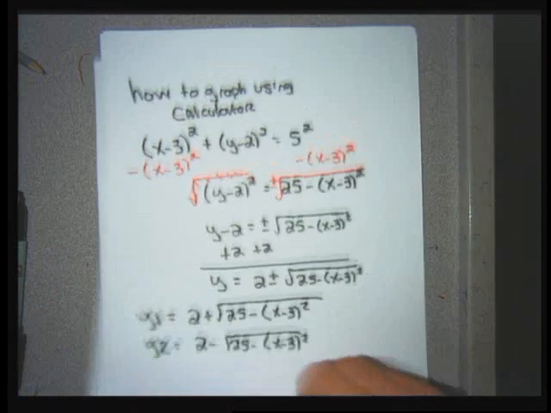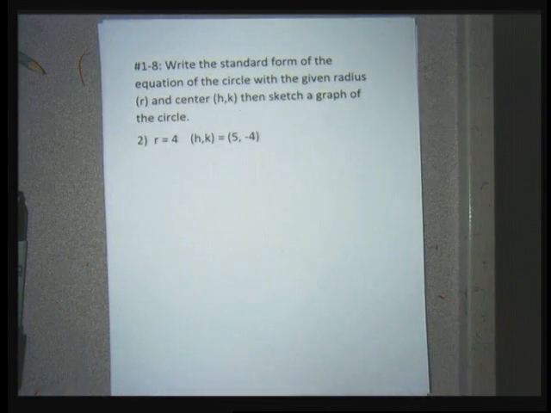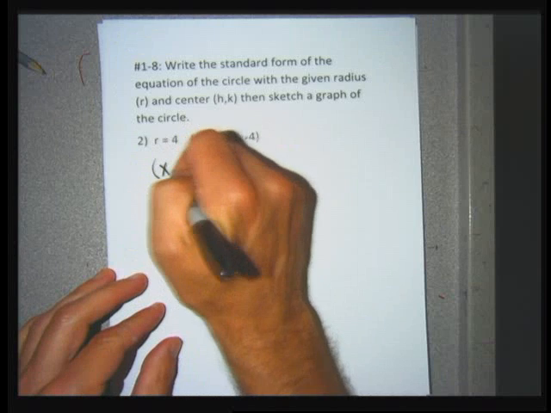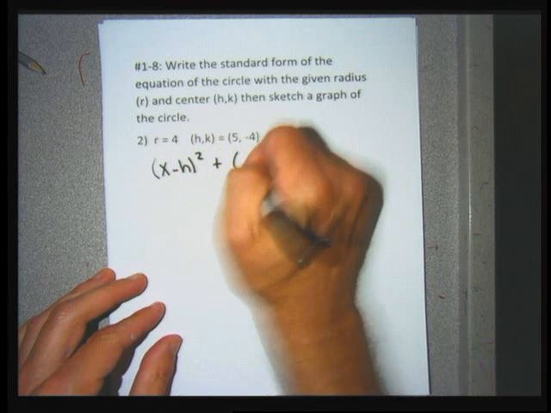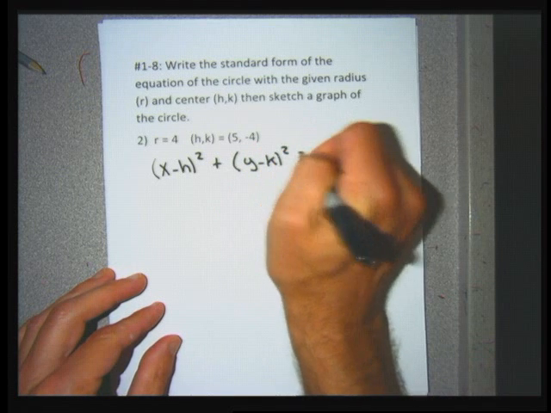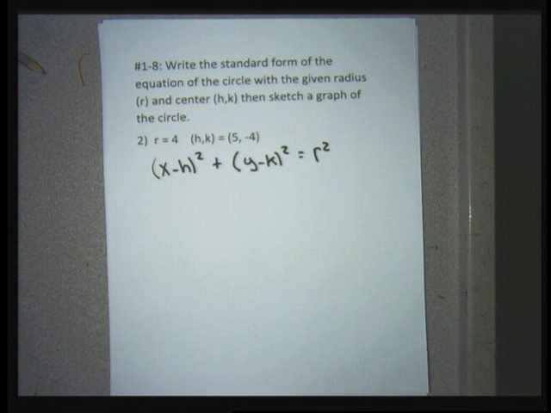Now I'll get into the physical homework. The first 8 problems ask me to just write an equation of the circle and sketch a graph. They're really friendly problems. So I'm just going to remind you, because you might not have this memorized yet, that this equation, (x minus h) squared plus (y minus k) quantity squared equals r squared, is an equation that will graph for a circle.